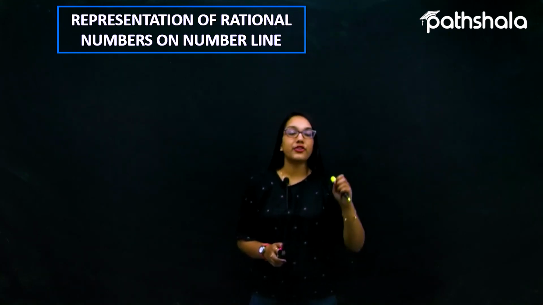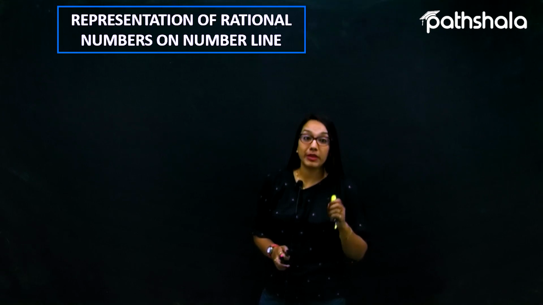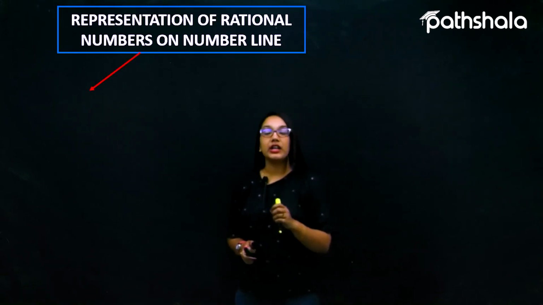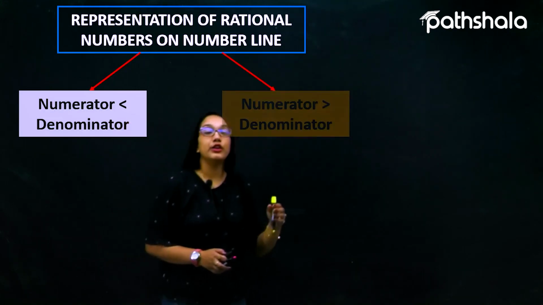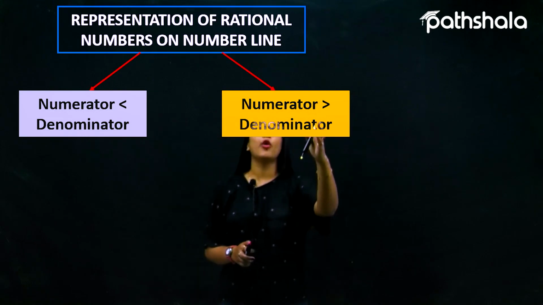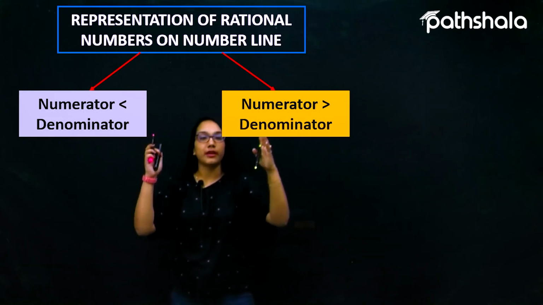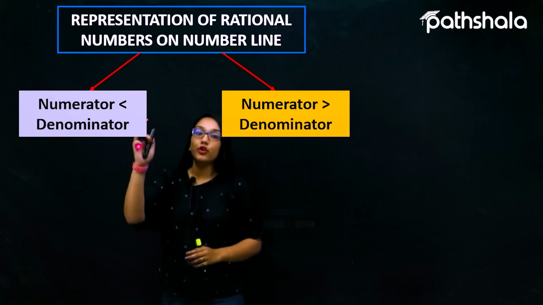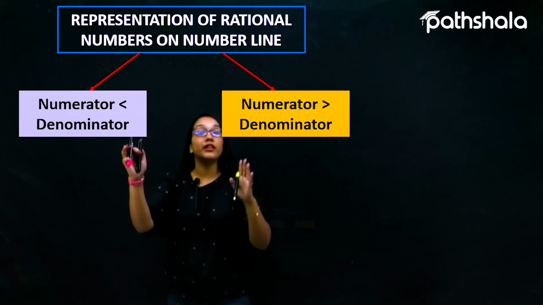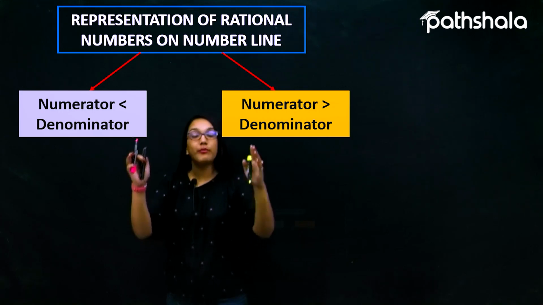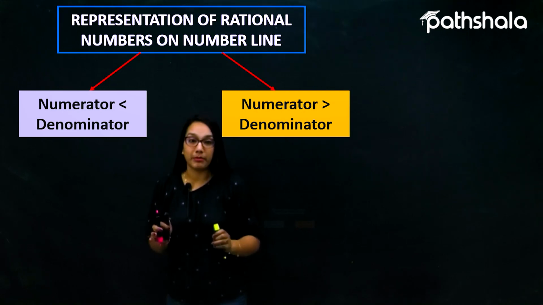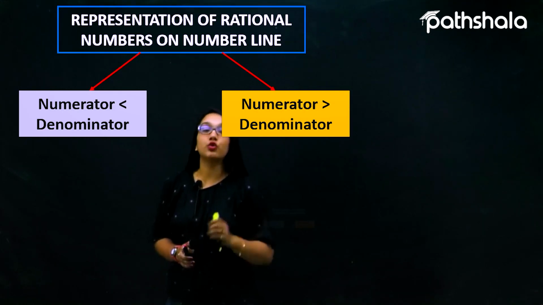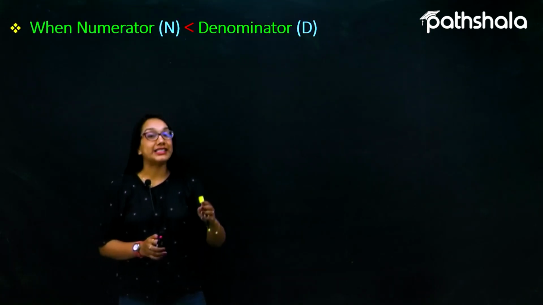As we know, rational numbers are of the form P by Q, in which either the numerator is less than the denominator or the numerator is greater than the denominator. So there are two kinds of rational numbers: when the numerator is greater than the denominator, or when the numerator is less than the denominator. In both ways we have to plot the rational numbers on the number line. Let's move on to the first concept, in which the numerator is less than the denominator.